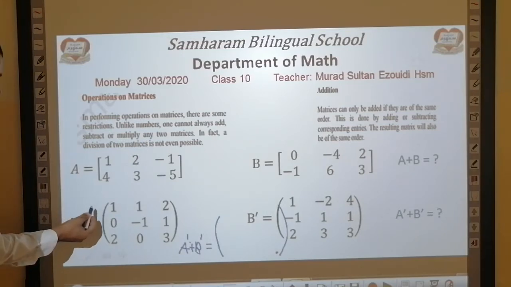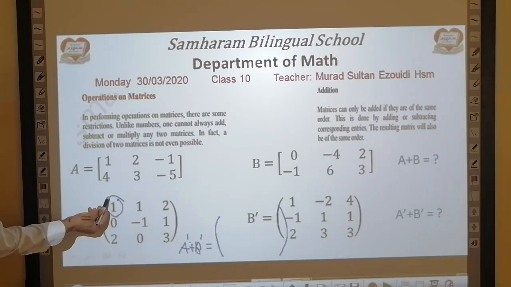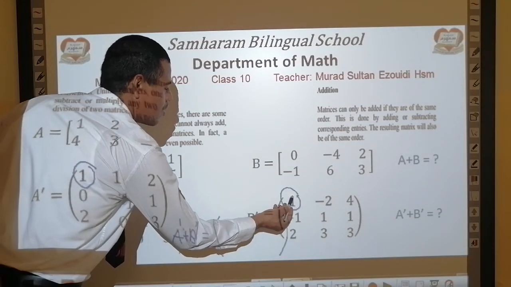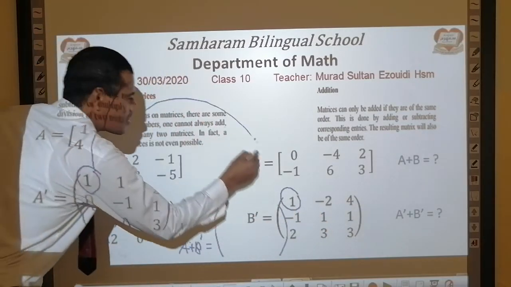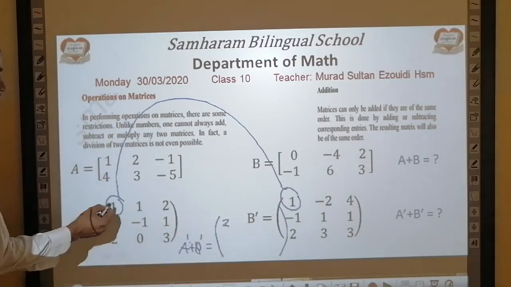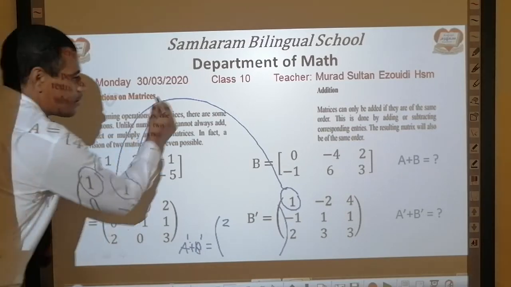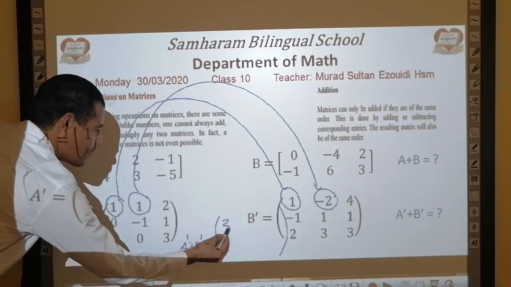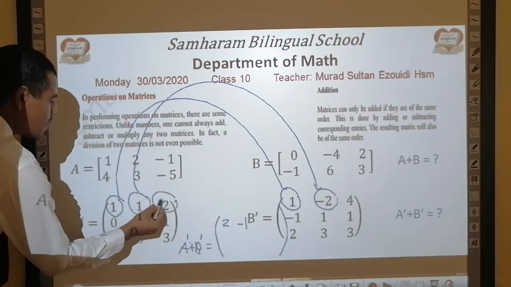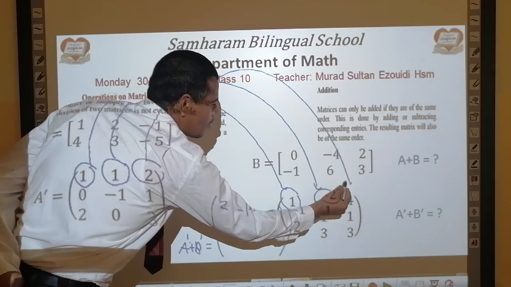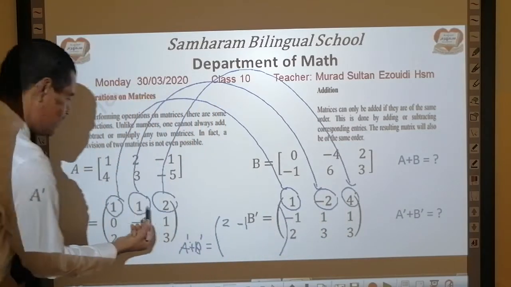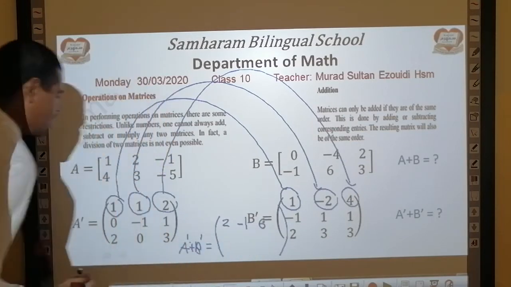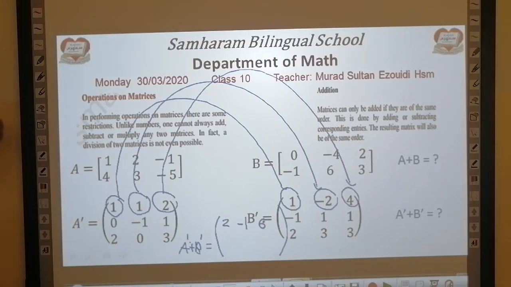Okay. In order to figure out the total of these two matrices, I should add the value on the first row, the first column, to the value on the first row, the first column of the second matrix. Minus 1 plus 1 is what? Is 2. I will write here 2. Okay. Then the next one, my kids. 1 plus negative 2 gave us negative 1. Okay, good boy. Then the first row, the third column is 2, I will add it to 2, the value on the first row, the third column of the second matrix. So, 2 plus 4 is 6, I will write here 6. Okay, then I finish with the first row.